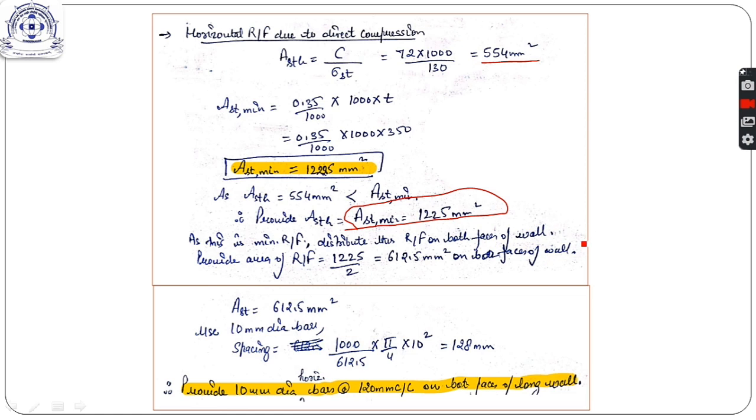Now I will make one change here. Do not provide it on both faces, because I will explain why not both faces. Provide this reinforcement on only the outside face of the wall. Don't provide it on both faces right now.